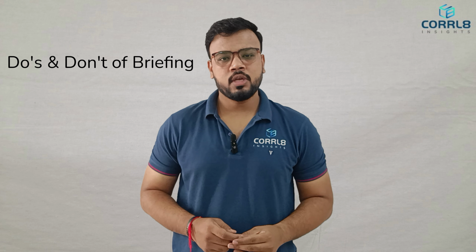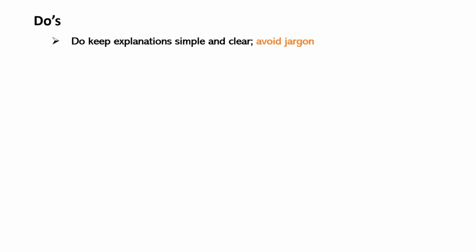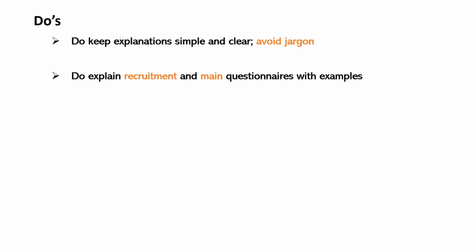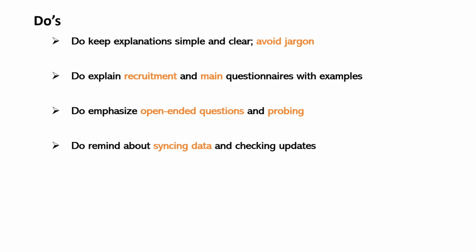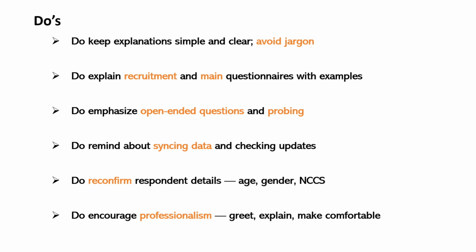Part 5, Do's and Don'ts of Briefing. Do's. Do keep explanations simple and clear. Avoid heavy research jargon. Do explain recruitment and the main questionnaire fully with examples. Do emphasize open-ended questions and the importance of probing. Do remind them about syncing data and checking updates. Do reconfirm respondent details like age, gender, NCCS before locking them. Do encourage professionalism. Greet respondents warmly, explain the process, and make them comfortable.